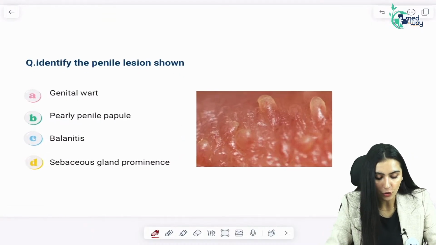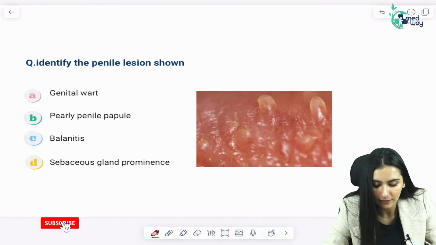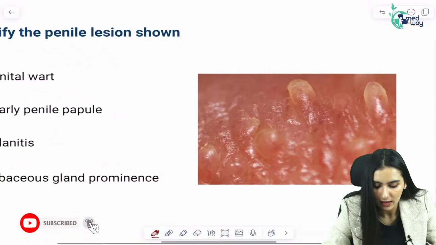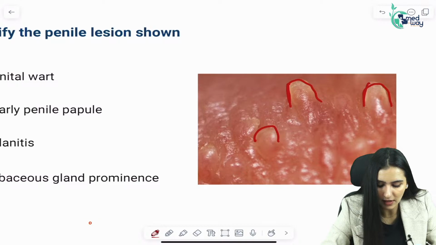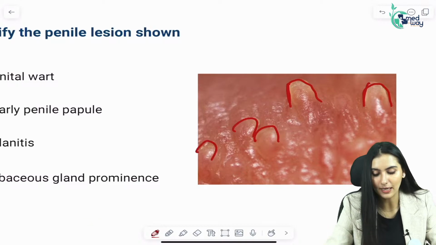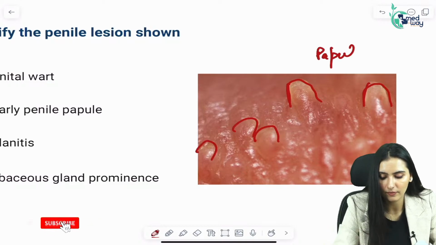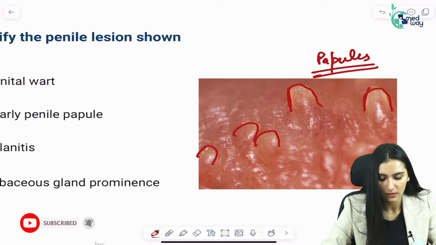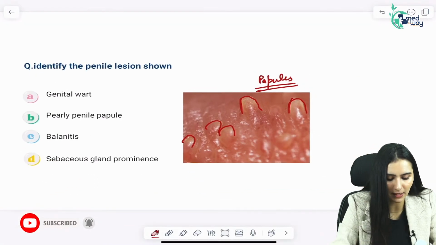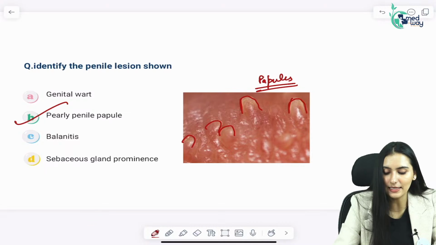identify the penile lesions shown below. What are these? What do you see over here? These are just round lesions, looks like papules. Simple, very simple, this is a pearly penile papule. What are these? Asymptomatic lesions.